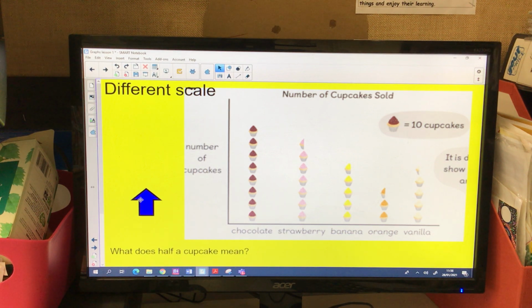With pictograms, sometimes you get half a cake or a quarter of a cake. What would half a cupcake really mean? Well, it means half the amount of this.